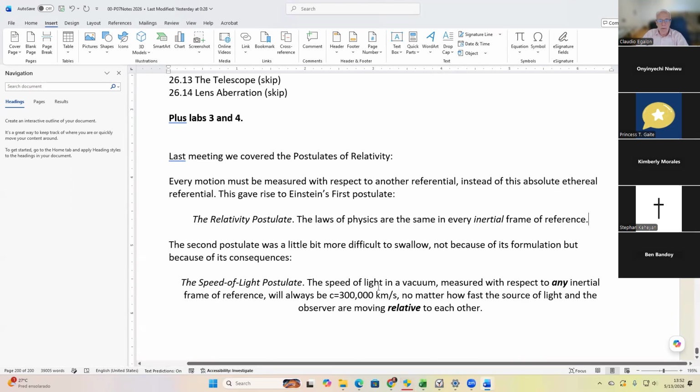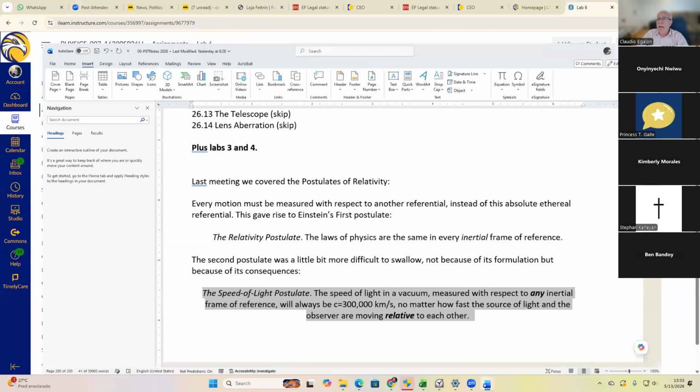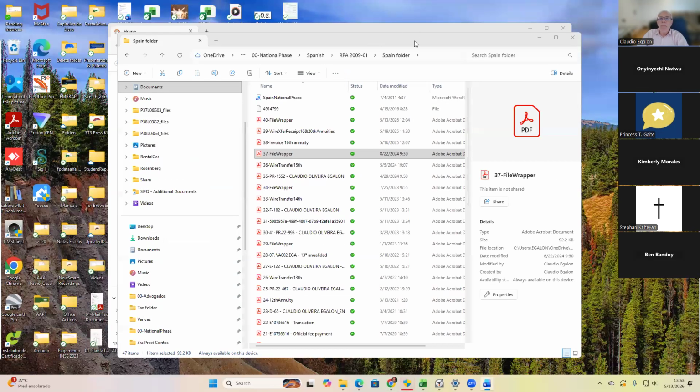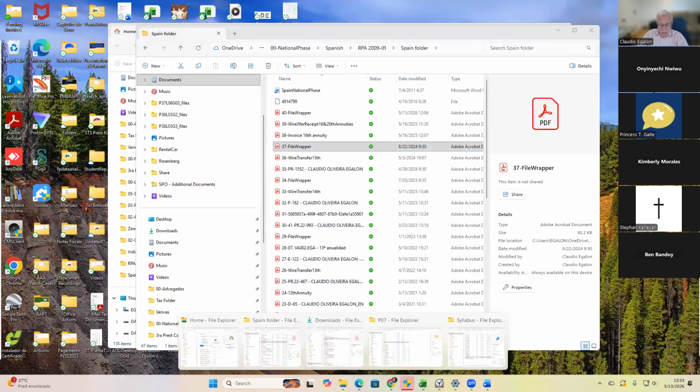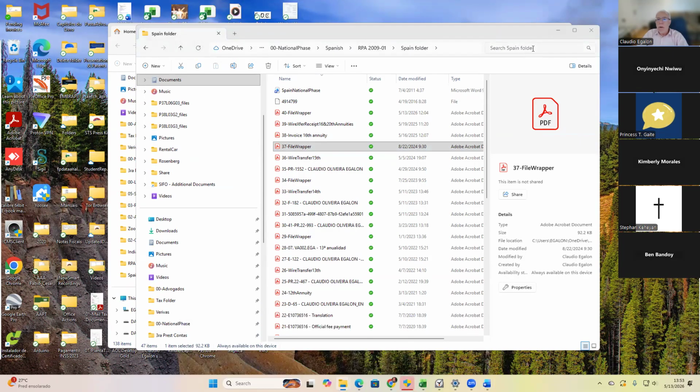Okay, the second postulate was a little bit difficult to swallow, not because of its formulation, but because of its consequences. And we're going to see the consequences right now. The speed of light postulate: the speed of light in a vacuum, measured with respect to any inertial frame of reference, will always be 300,000 kilometers per second, no matter how fast the source of light and the observer are moving relative to each other. And I illustrated this postulate for you, right? Remember that for the rest of your life.